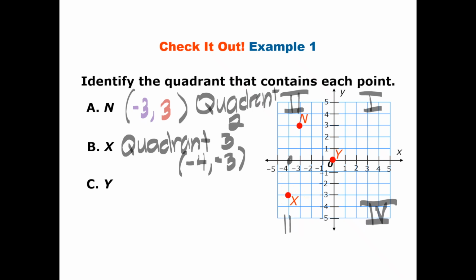Okay, and then finally we're looking at point Y. So I erased some of that extra stuff on there. Now point Y is really unique because it is not in any of the quadrants. In fact, it is exactly in the middle of all of them. And we would say that point Y is at the origin.